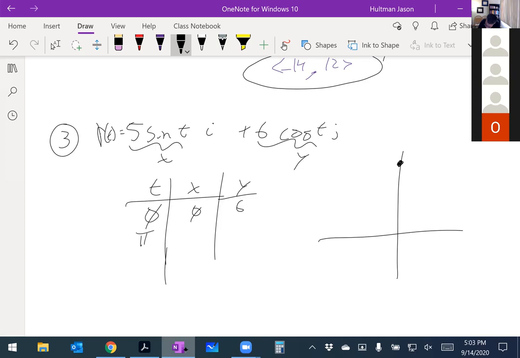And then what happens at pi over 2? Well, the sine goes to 1 and the cosine goes to 0. So now we're going here, 1, 2, 3, 4, 5. If we continue the pattern, this is when t is equal to 0, this is t equal to pi over 2, and then this is when t is equal to pi, which gives 0 for y, by the way.